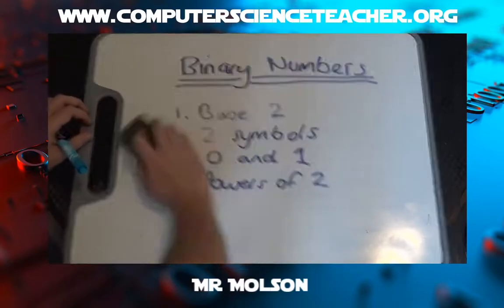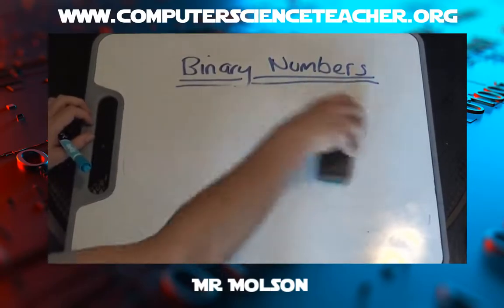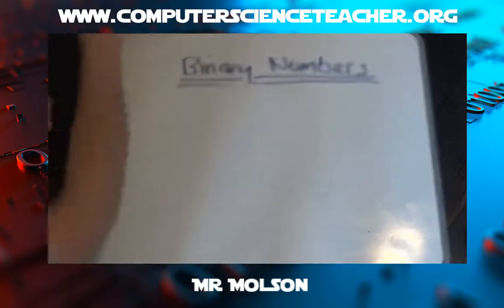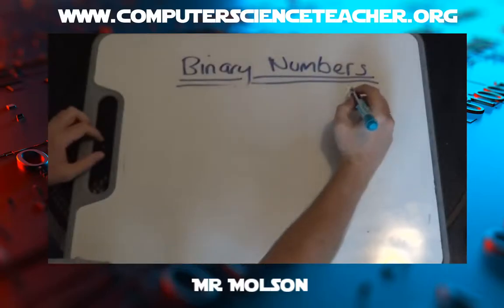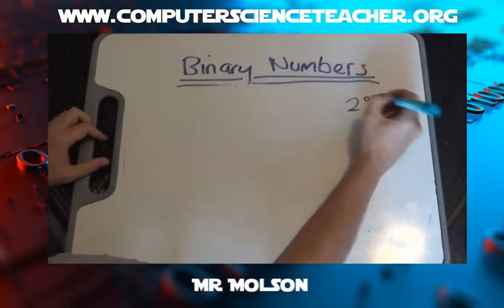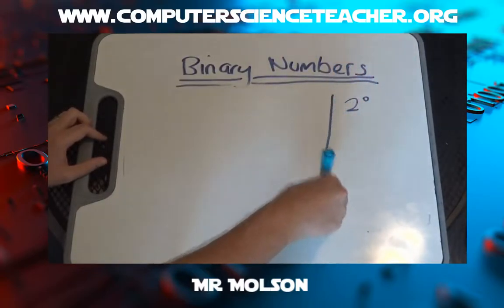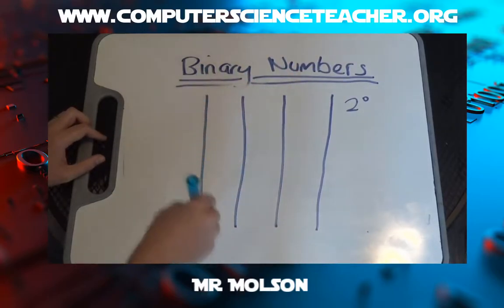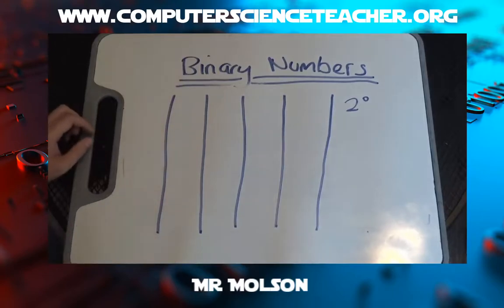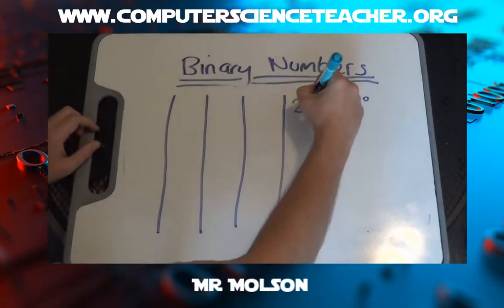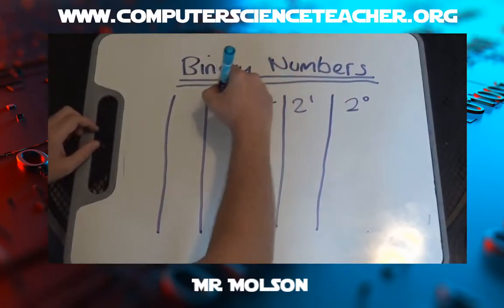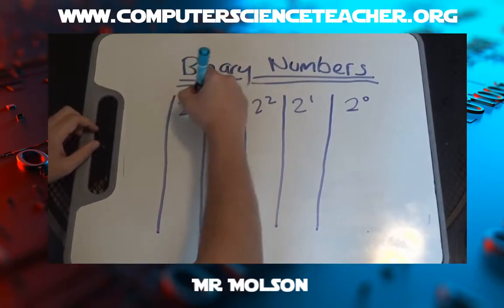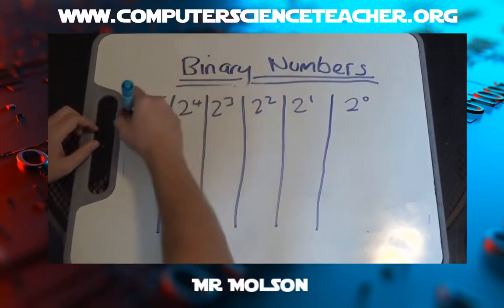Okay, so let's just revise our powers of 2. The way to do this, and you want to do this in your exam too, is we draw a table like this. I'm going to run out of room, we'll just see how far I can go. So we'll go 2 to the 0, 2 to the 1, 2 to the 2, 2 to the 3, 2 to the 4, 2 to the 5.